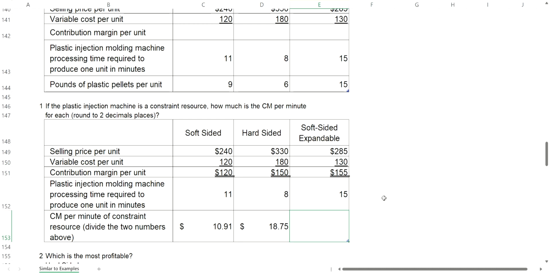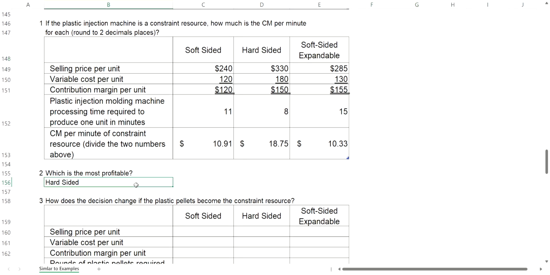It gives us a contribution margin of $18.75 per minute. For the soft-sided expandable, take 155 divided by 15 minutes. Again, we'll convert that to dollars. That is $10.33 contribution margin per minute. So as far as which is the most profitable, the most profitable one is the one that gives us the highest contribution margin per minute, which is the hard-sided at $18.75.